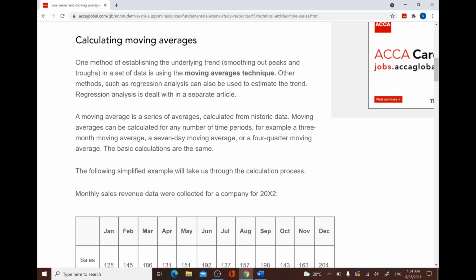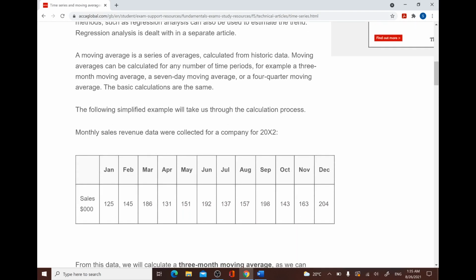Now, ladies and gentlemen, to derive the moving averages, or what we call the trend, it starts from the moving total. So one method of establishing the underlying trend, which is smoothing out peaks and troughs in a set of data, is the use of moving average technique. Other methods, such as regression analysis, we have already gone through. So a moving average is a series of averages, which is calculated from the historic data. The moving averages can be calculated for any number of time periods.